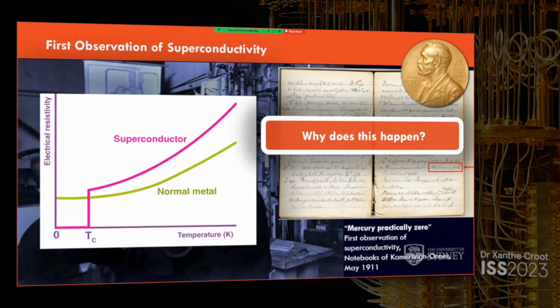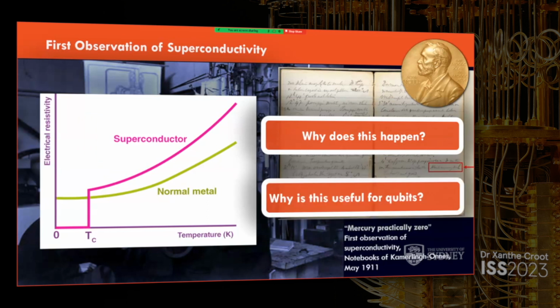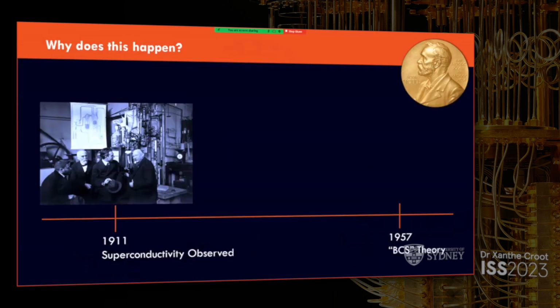All right, so in the next 10 minutes or so, we're going to talk about why this happens. Why do we get this sudden drop in resistivity below a certain temperature? And then also why on earth we care about this. Why is this useful for building qubits? All right, so why does this happen?